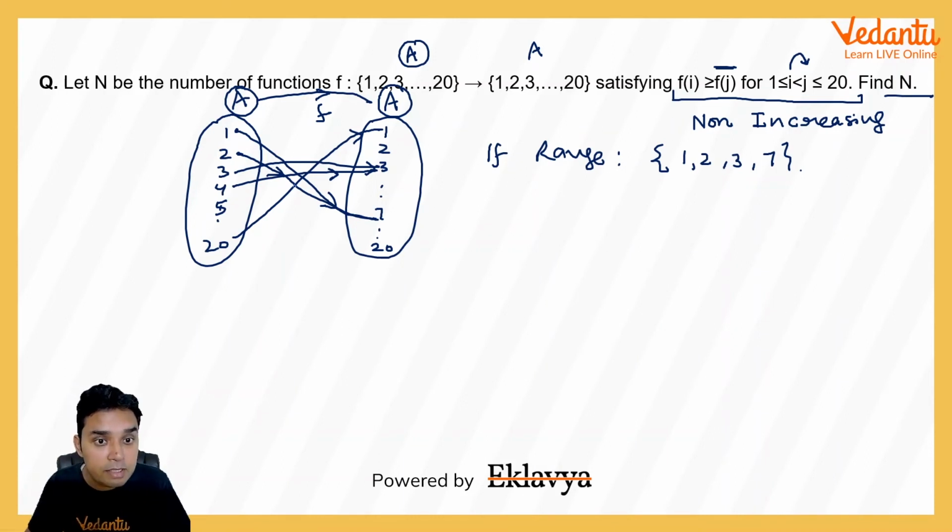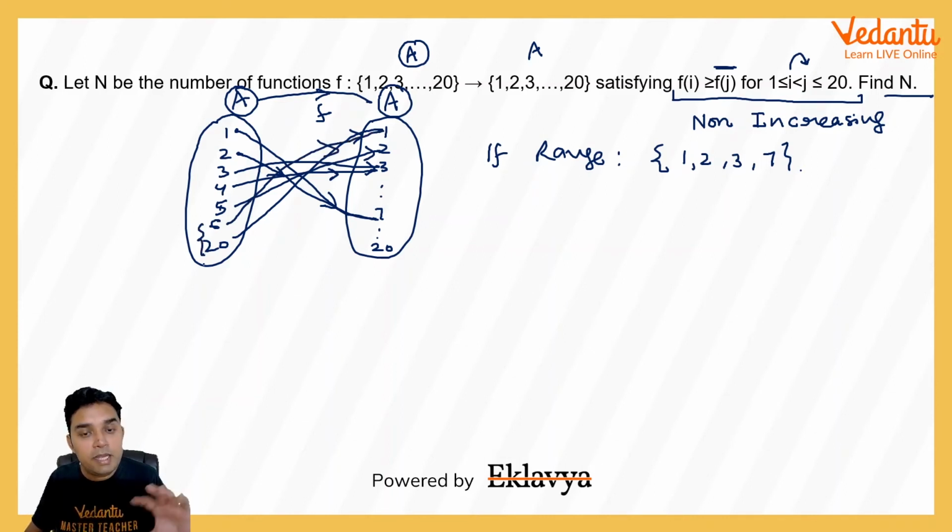But once this 5, suppose, is connected with 2, and let us assume 6 is connected with 1, then between 6 and 20, every element has to be connected with 1 only. This is the meaning of this question. I have not discussed how we will be solving it. I have just told you what is the meaning of this question.